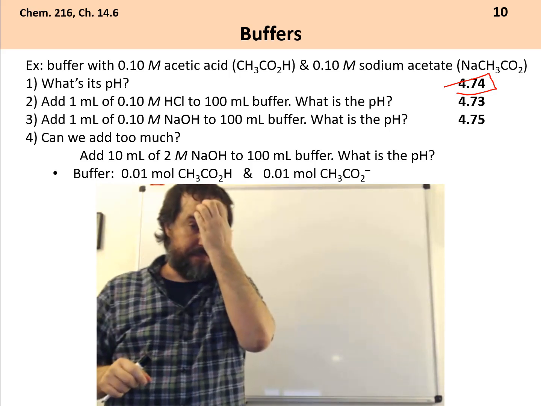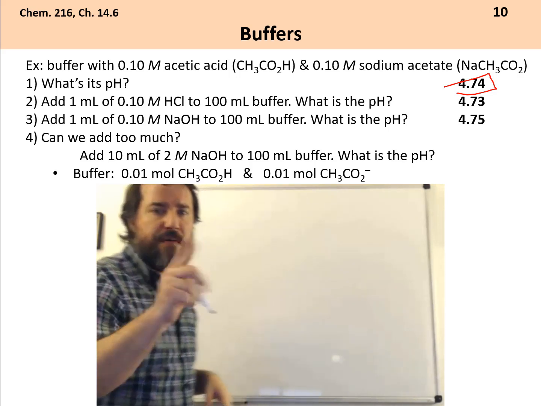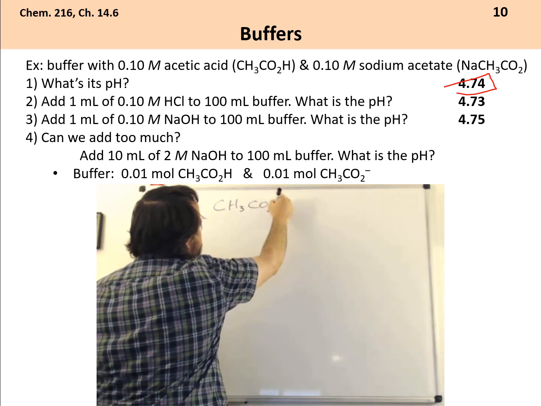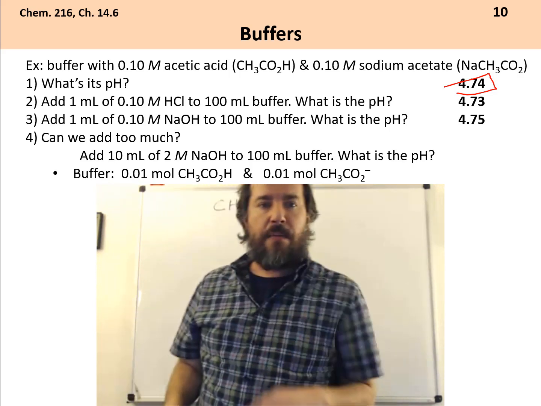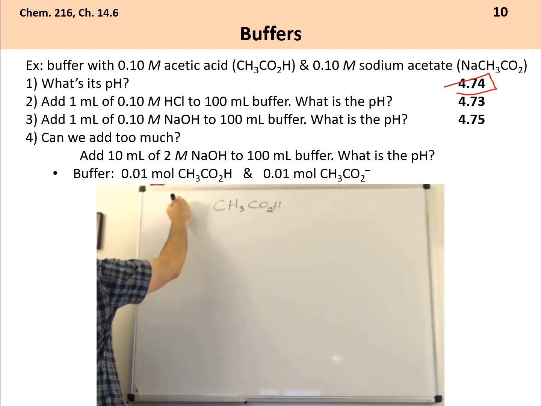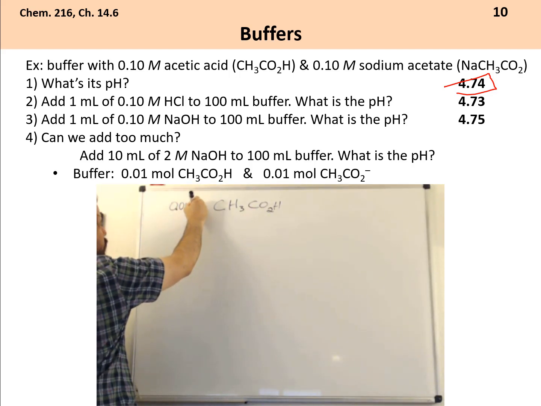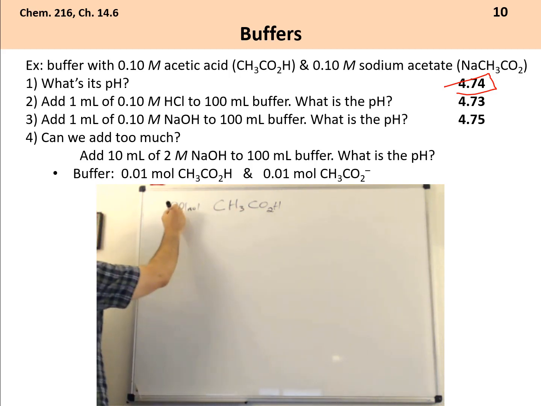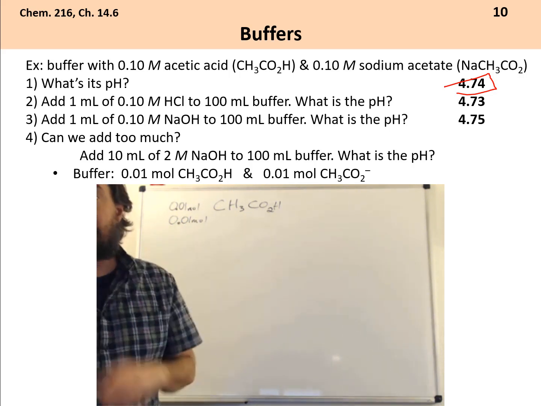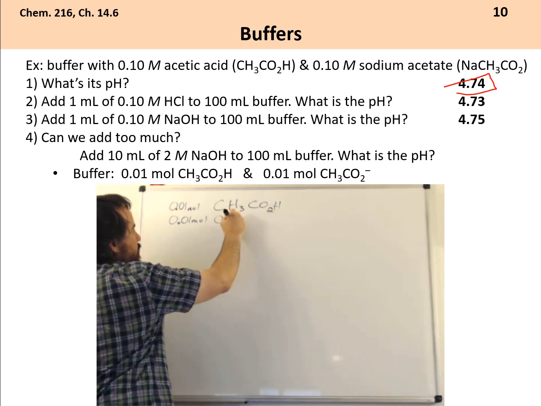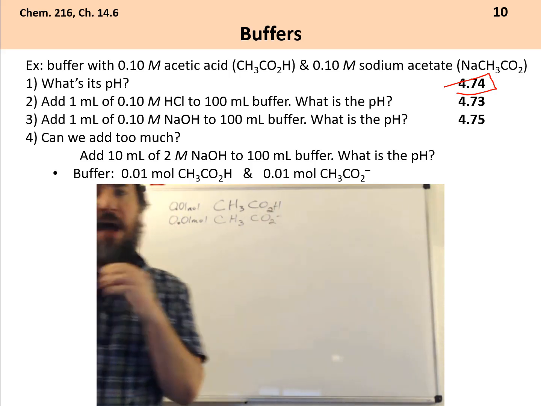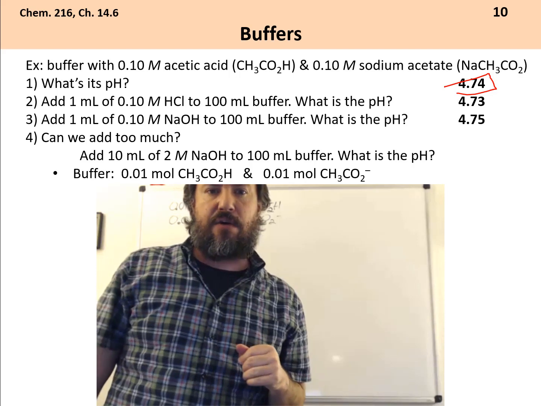So let's say I have my buffer. My buffer has CH3CO2H. Let's see, I have 0.1 molar and I have 100 mLs of that, so that's going to be 0.01 mole of my acid. I have the same amount of my base, that's the acetate. Okay. And all of a sudden, I'm going to add in some NaOH.